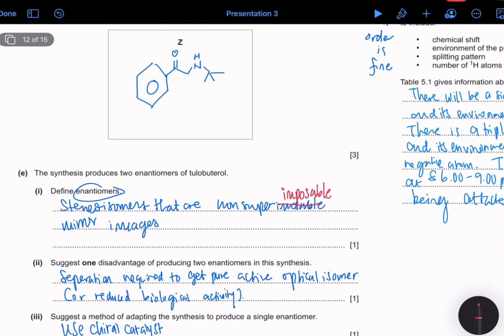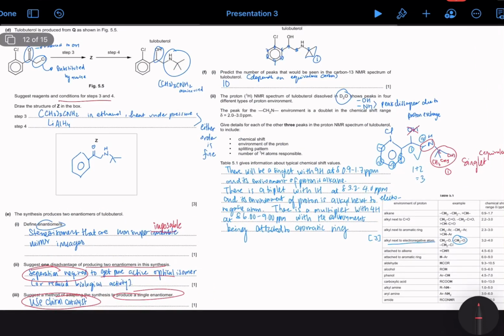Give one disadvantage of producing two enantiomers in this synthesis. Obviously if you produce two, it might reduce the biological activity because of lower concentration, and you might require separation to get the pure active optical isomer. And the method of producing a single enantiomer is by using a chiral catalyst. So always remember that.